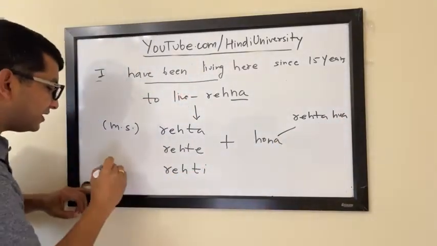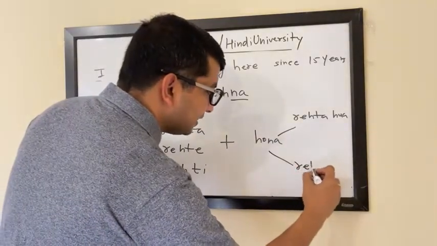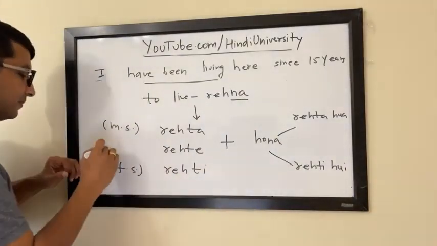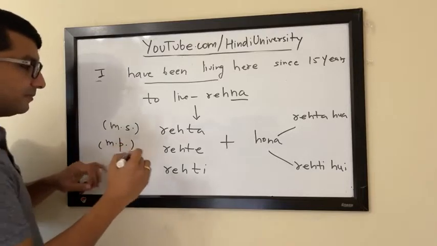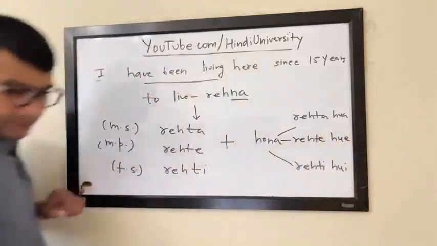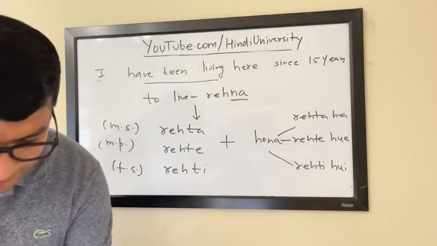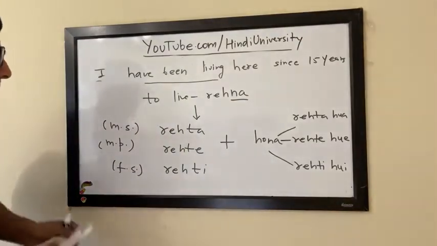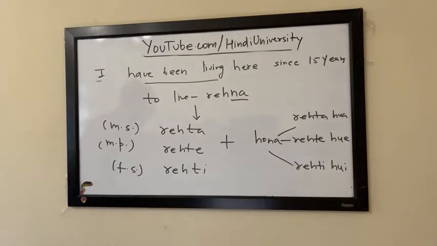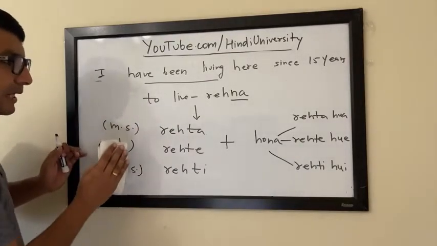For feminine singular it would be रहती हुई. Very good, रहती हुई. And for plural, रहते हुए. Very good, रहते हुए. That's what we're slowly recapping. So far so good, right?